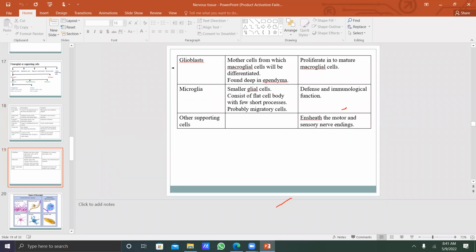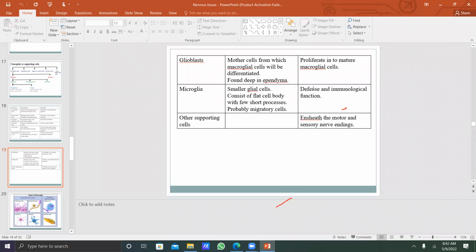And then we have the glioblasts. These glioblasts are the mother cell types from which the macroglial cells differentiate. So they are found deep in the ependyma, and they proliferate into mature macroglial cells.